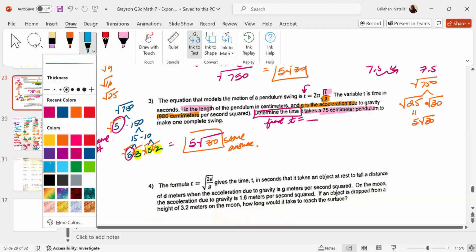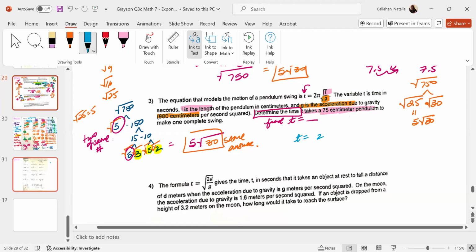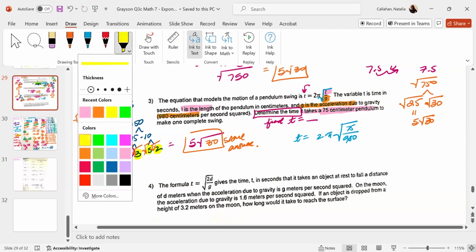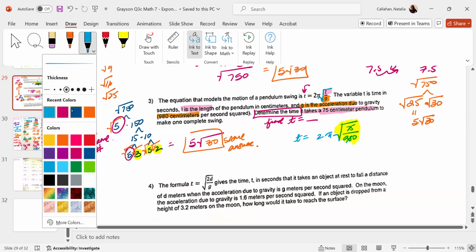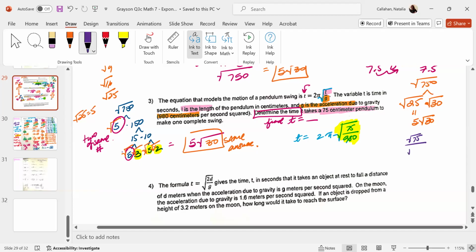So T equals 2 pi square root. Notice the square root is on the top and the bottom. I'm going to put 75 on top over 980. Now our focus is, before we do anything on the outside, let's rewrite the part that's highlighted in yellow. So the part in yellow is square root of 75 over square root of 980.